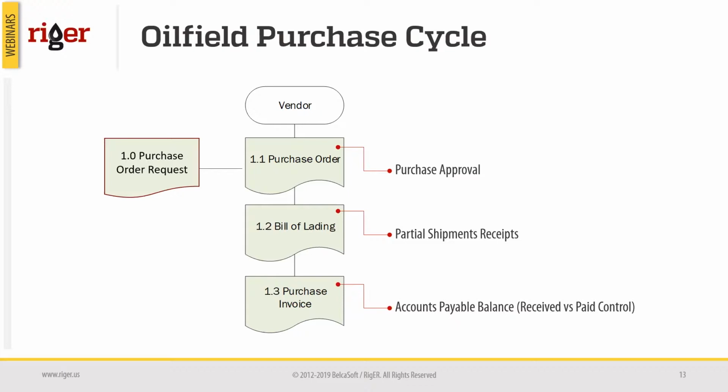The next step in the process is generating a bill of lading, where you acknowledge the receipt of the items, regardless of how many are received out of the order, and then you generate a purchase invoice, through which you're also able to see the accounts payable balance you have on your accounts, and compare the received versus paid items in your inventory and the fixed assets list. So basically, in RigER, the purchasing cycle includes all the key steps of managing both the vendor and the purchase process, from the beginning, such as the request, to the end, such as the invoice.